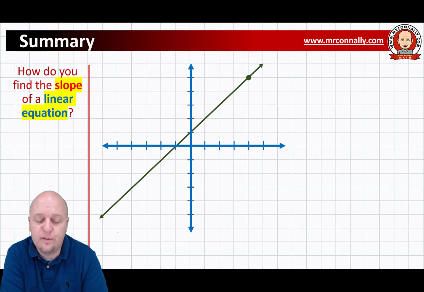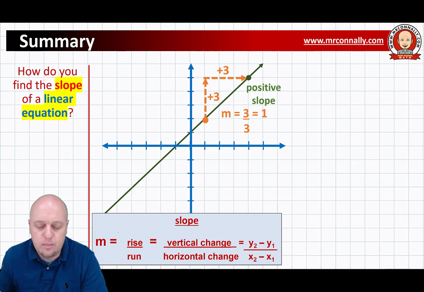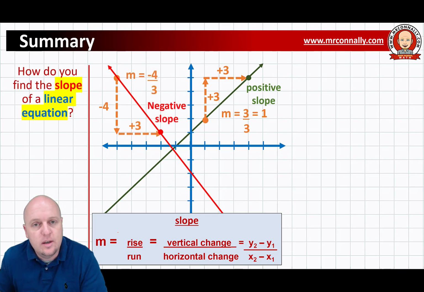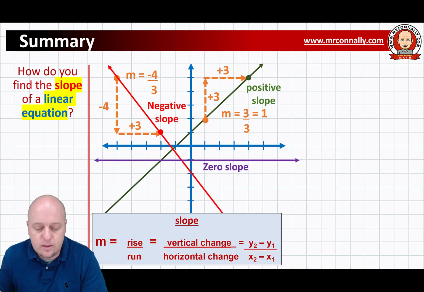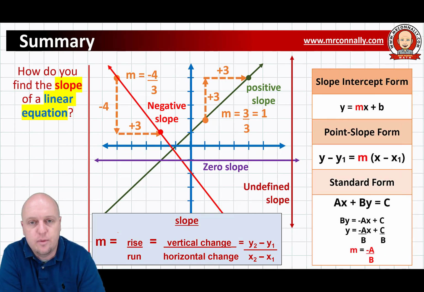All right, so in summary, how do you find the slope of a linear equation? We know that slope is the rise over the run or the vertical change over the horizontal change. We can use the slope equation to find the slope numerically. Also, on a graph, we can just count the rise over run from one point to the other. In this case, it's 1. It's a positive slope. Negative slopes have a negative m value, and they go down from left to right. Horizontal lines have a 0 slope, and vertical lines have an undefined slope. Finally, there's 3 forms for us to use: slope-intercept form, point slope form, and standard form.